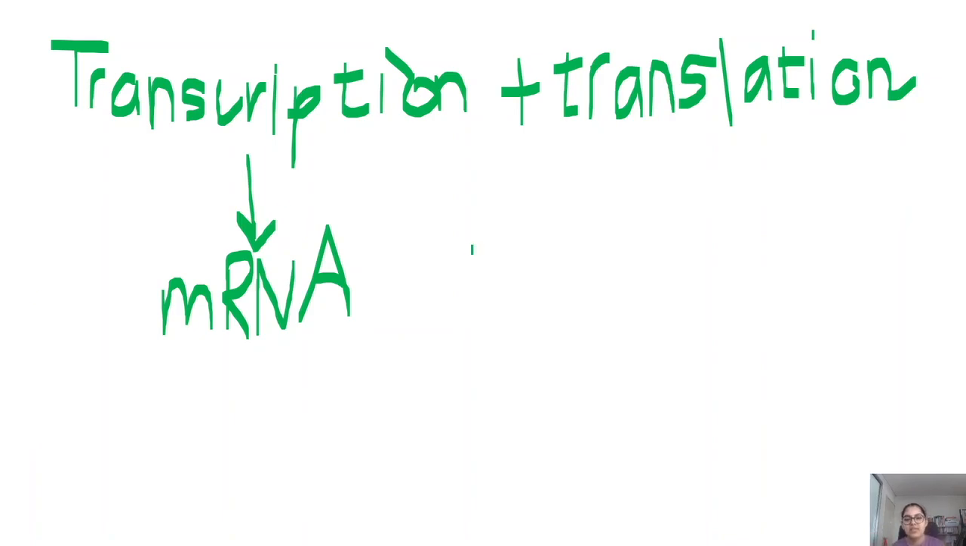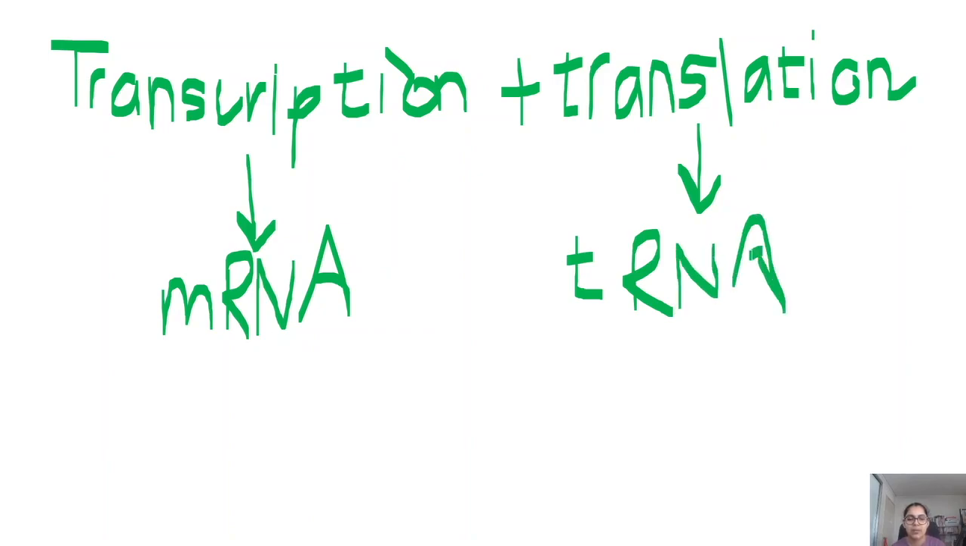And then we're going to go to the kitchen, and in the kitchen my helping hand's going to be tRNA. That's my helping hand, that's my sous chef. The tRNA is actually going to put the elements together and give me my proteins.